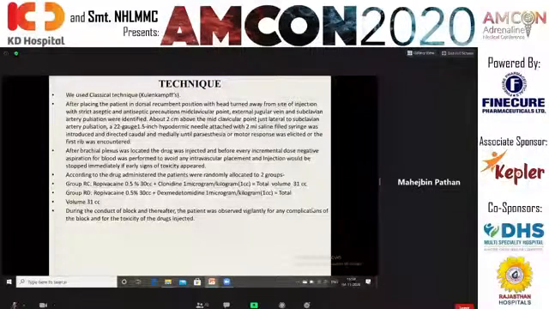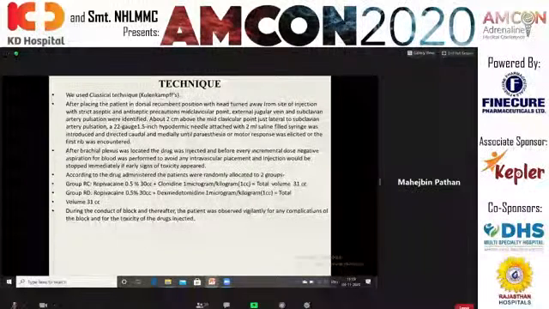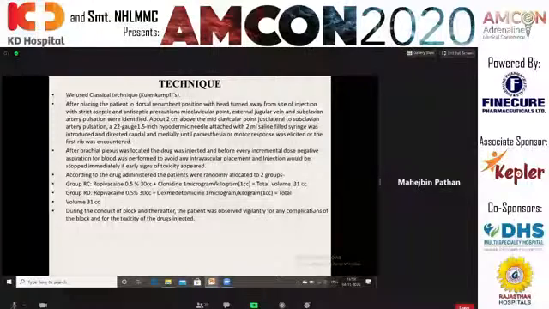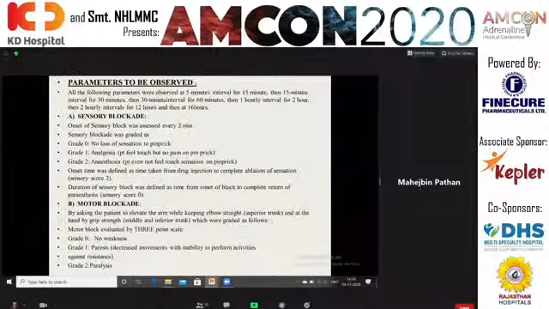After the brachial plexus was located, the drug was injected, and before every incremental dose, negative aspiration for blood was performed to avoid any intravascular placement, and injection would be stopped immediately if early signs of toxicity appeared. According to the drug administered, the patients were randomly allocated to two groups. Group RC received ropivacaine 0.5% 30 cc and clonidine 1 microgram per kg. Group RD received ropivacaine 0.5% 30 cc and dexmedetomidine 1 microgram per kg. During the conduct of block and thereafter, the patients were observed diligently for any complication of the block and for the toxicity of the drug injected. Next slide.